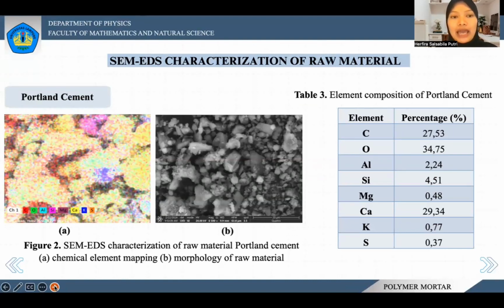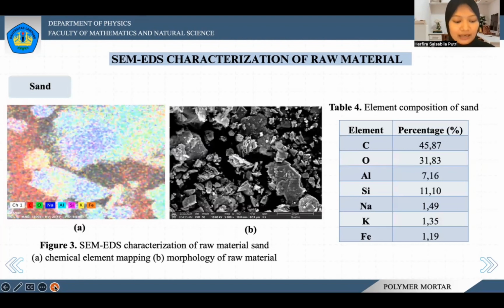And the third is about the SEM-EDS. In figure 2, about the Portland cement, the dominant element is Ca, shown in yellow, and the Si element is purple. The element composition of cement includes C, O, Al, Si, Fe, Mg, Ca, K, and S. And this is for the sand.